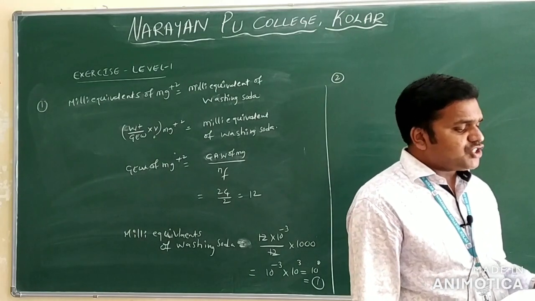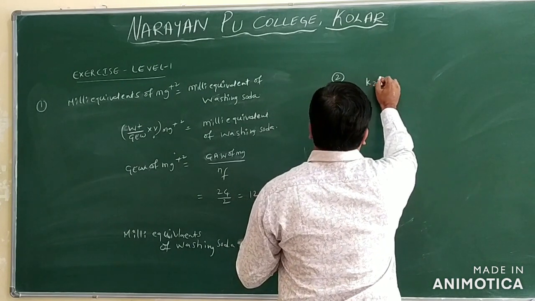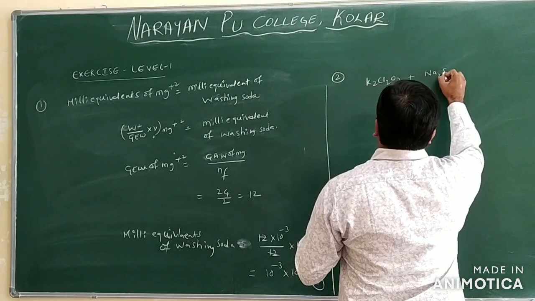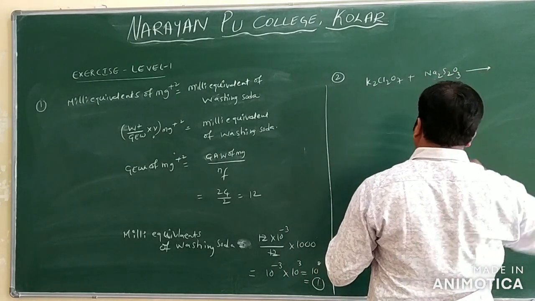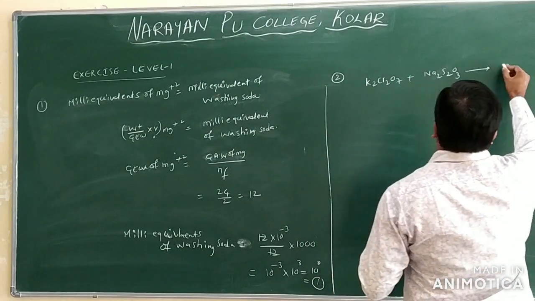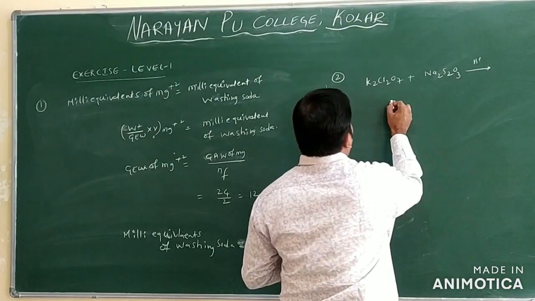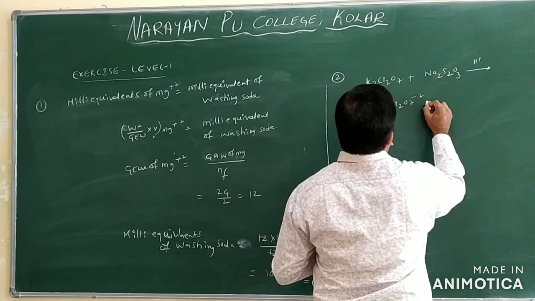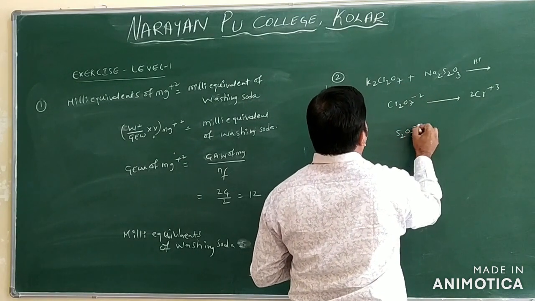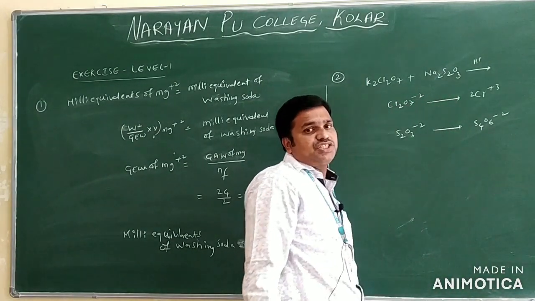They are using potassium dichromate, K2Cr2O7, and sodium thiosulfate, Na2S2O3. If you want to do the standardization here, I will write the skeletal equation. In the acidic medium, Cr2O7 2 minus converts into Cr plus 3, and S2O3 minus 2 converts into S4O6 minus 2.